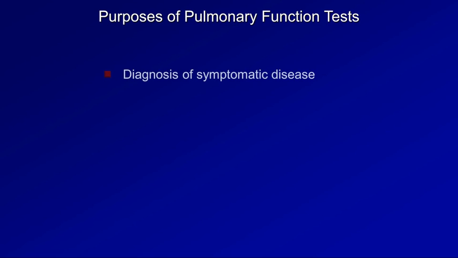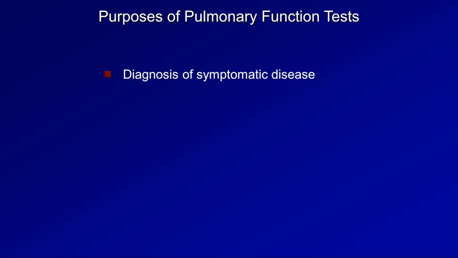Let me start by asking, what are the purposes of PFTs? What are the general reasons that would lead a clinician to order them? First and foremost, they can be used to diagnose symptomatic disease. This is, by a large margin, the most common reason to order them. Typical symptoms or signs that might trigger PFTs would be chronic dyspnea or cough, or unexplained hypercapnia or hypoxemia, particularly if any of these develop in a patient at increased risk of lung disease, such as smokers and those with occupational exposures.